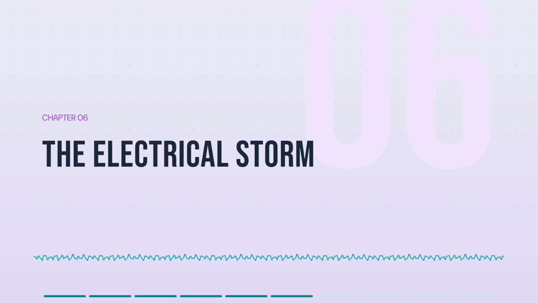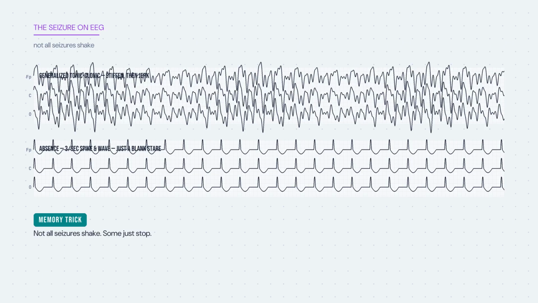Chapter 6. The Electrical Storm. A seizure is a sudden burst of disorganized electrical activity in the brain, and on the EEG it is unmistakable. The calm, low-voltage background erupts into high-amplitude, chaotic discharge. A generalized tonic-clonic seizure has two phases. Tonic, the body stiffens. Clonic, it jerks rhythmically. But some seizures are almost invisible. An absent seizure is just a blank stare, and on the EEG it is a clean 3 per second spike and wave. Not all seizures shake.